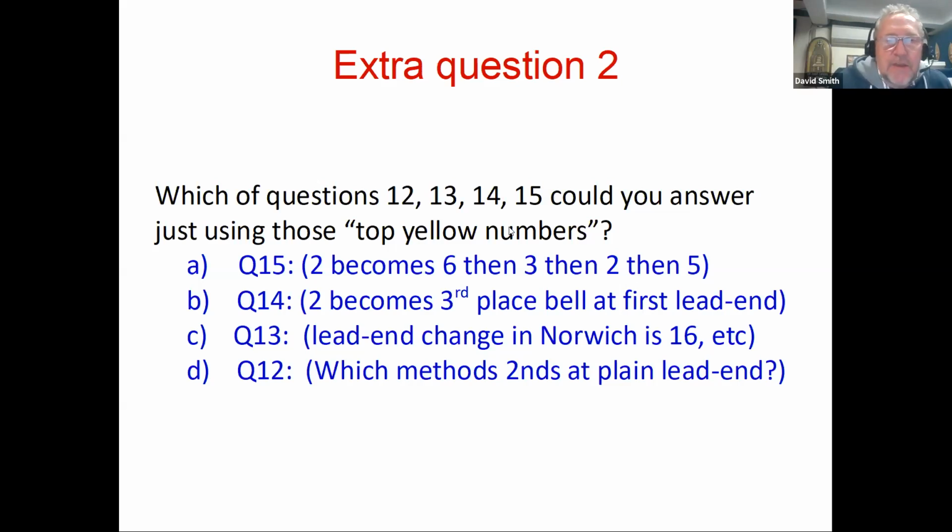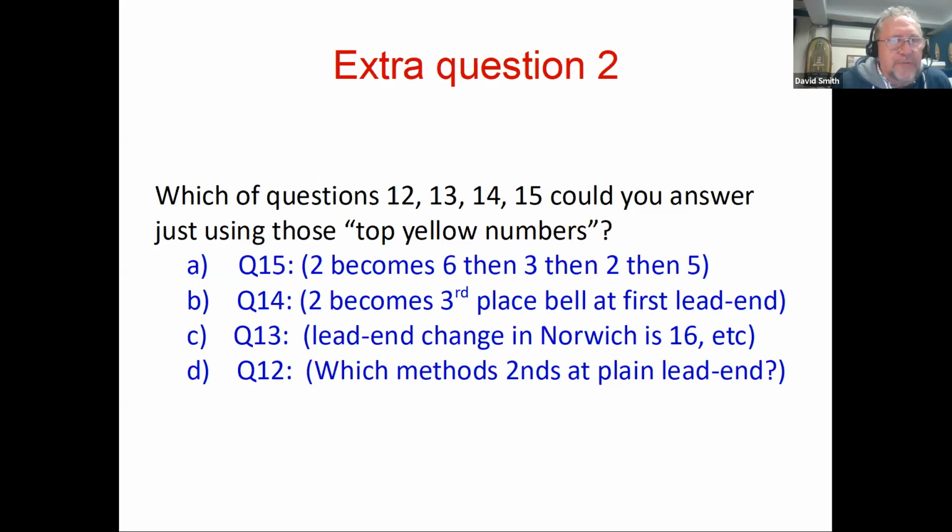Yep, that's correct. So question 15 is purely about the order of place spells. So 2 becomes 6, becomes 3, becomes 2, becomes 5, becomes 2 again, and so on. I don't think I've got the order there right. 2 becomes 6, becomes 3, becomes 4, becomes 5, I think it should have said. That looks more like Cambridge. But whatever it was, yes, you can certainly look at that just from those yellow numbers at the top to tell you the order of the place spells.